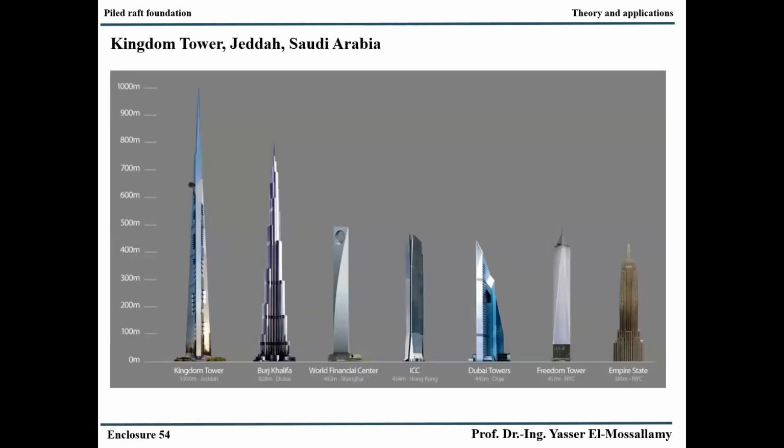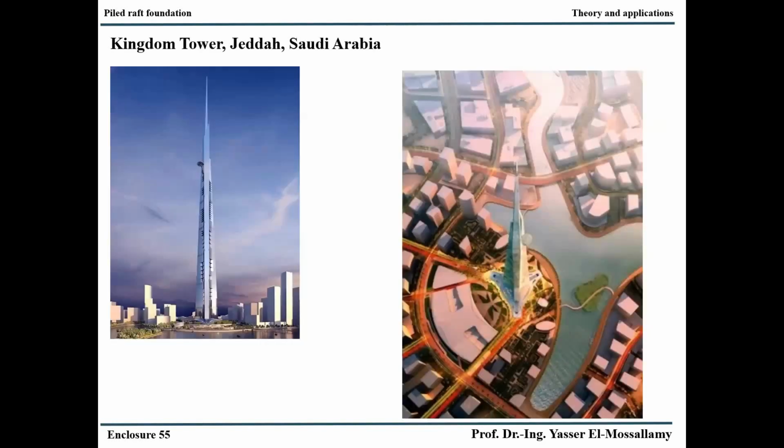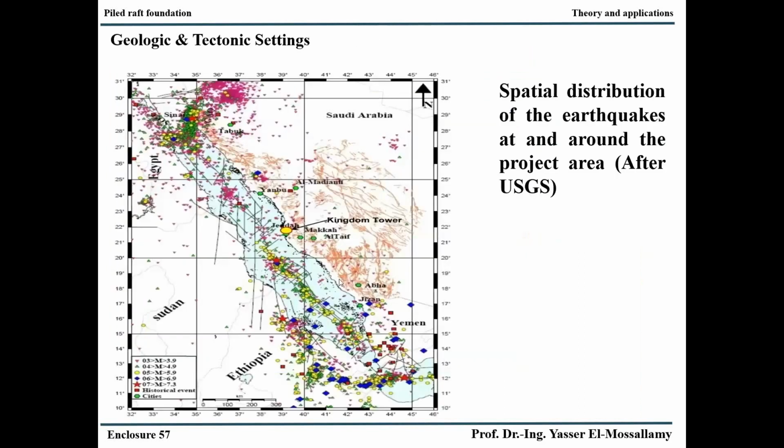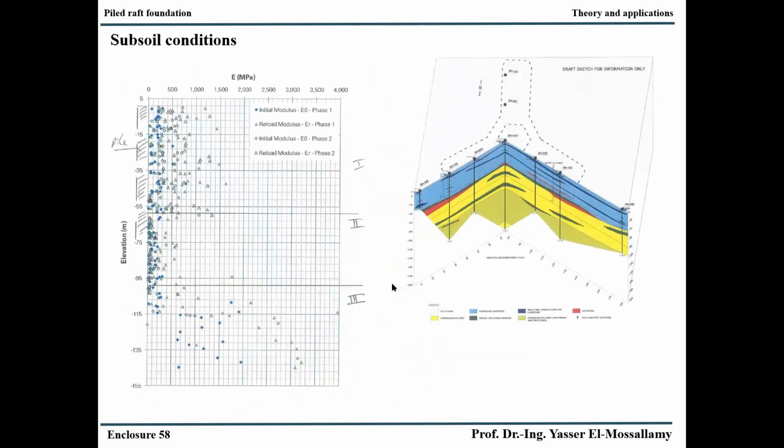Last but not least is the highest high-rise building in the world now, in Jeddah, the Kingdom Tower. Jeddah is very special because it lies just beside, on the coast of the Red Sea, and we know that the Red Sea is a huge fault, therefore it is a seismically active zone. And you see here the measured earthquakes along the Red Sea. We have done a lot of site investigation.